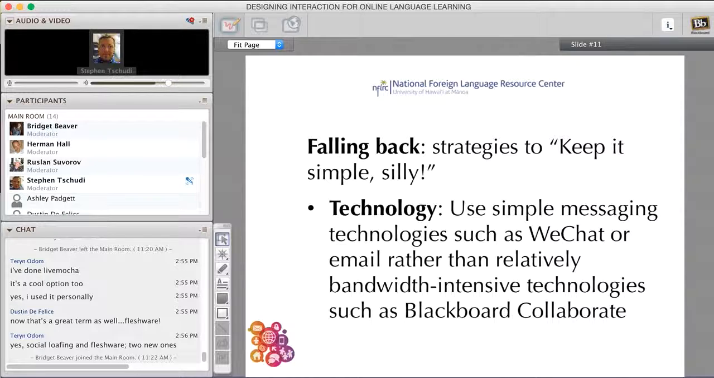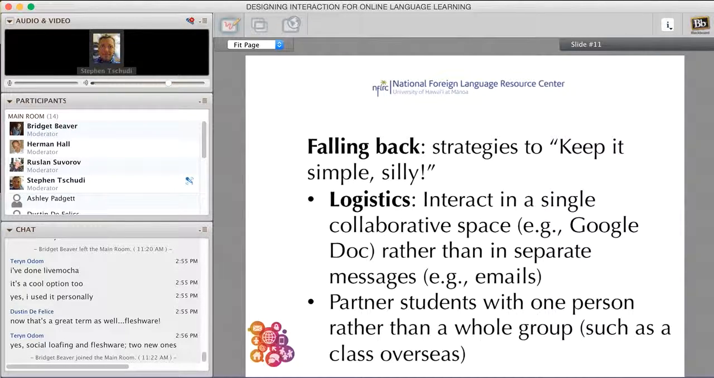The second falling back strategy has to do with logistics. Number one strategy is to interact in a single collaborative space, such as a Google Doc, rather than in separate messages. Now, I know I just mentioned emails. If email is a technology that makes sense, that's fine, but you're only going to be able to manage it if you tell your students specifically, email with your partner, but CC me on every message. And the problem with that is, number one, only that pair is interacting. They're not publishing to everybody. Only the two of them are seeing that.